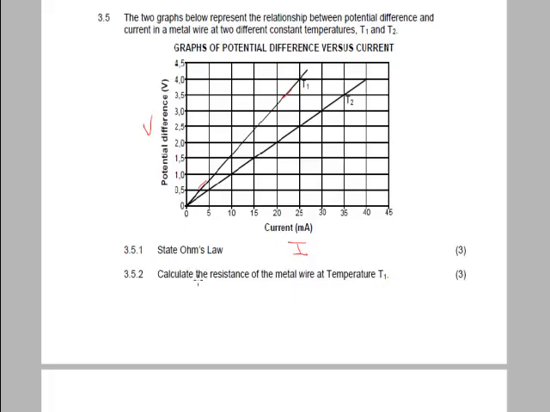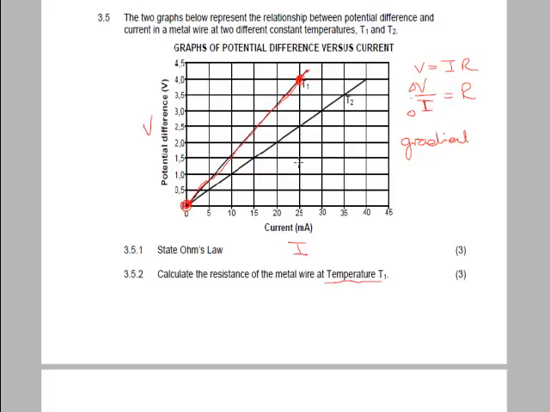Now it says calculate the resistance of the metal wire at temperature T1. Well, that's based on Ohm's law, which says V is equal to IR. So therefore V divided by I is equal to R, or delta V over delta I. So we're really looking at the gradient or slope of this graph. We can really just use two easy points, so I'm going to use those two.